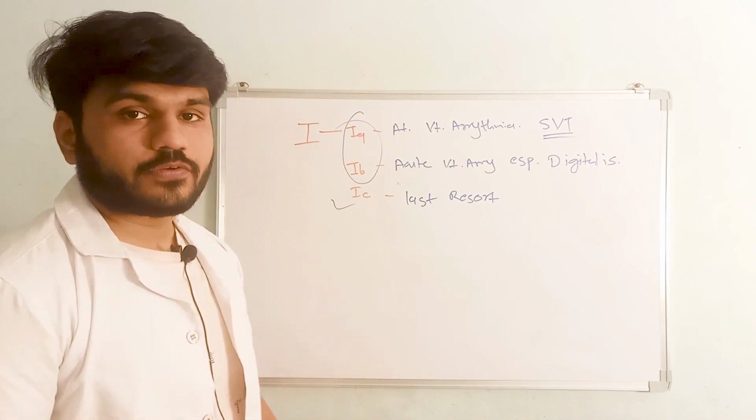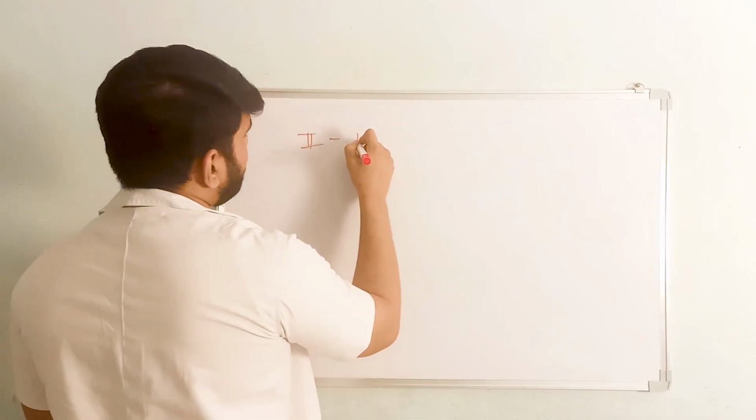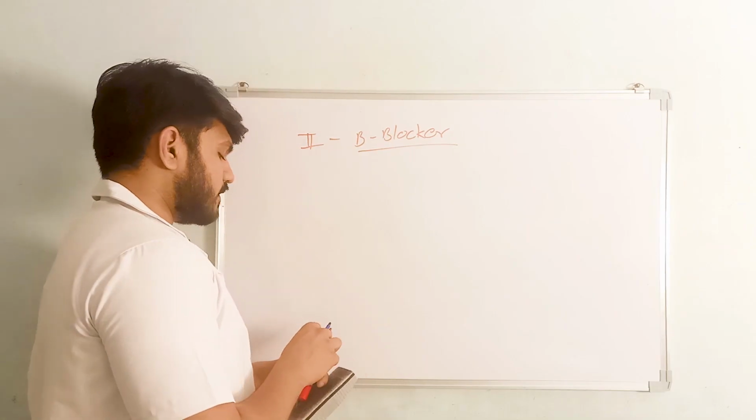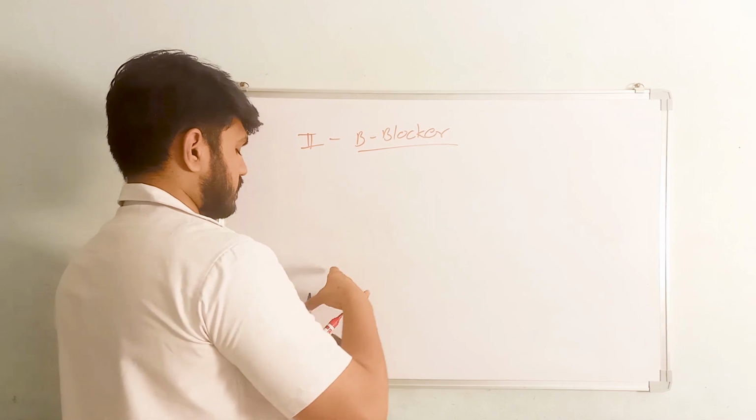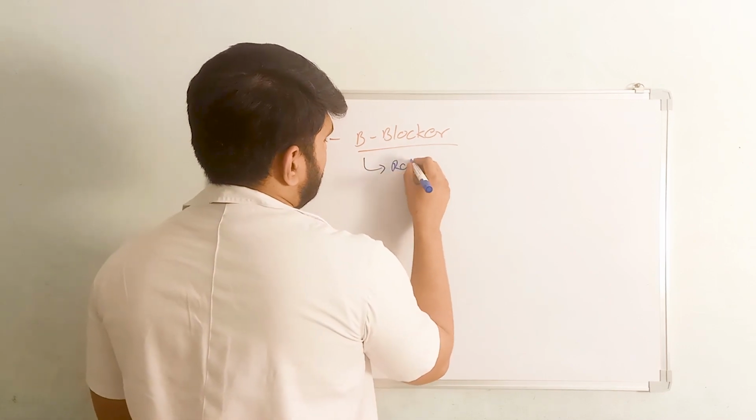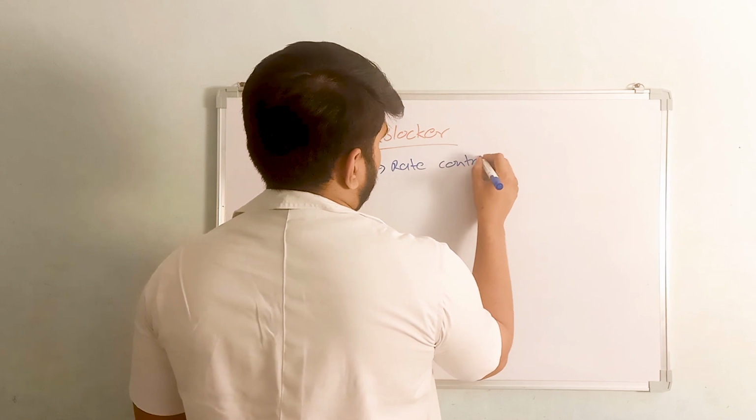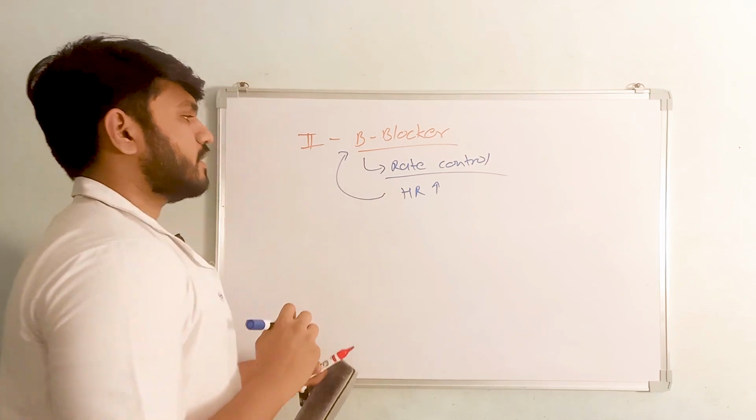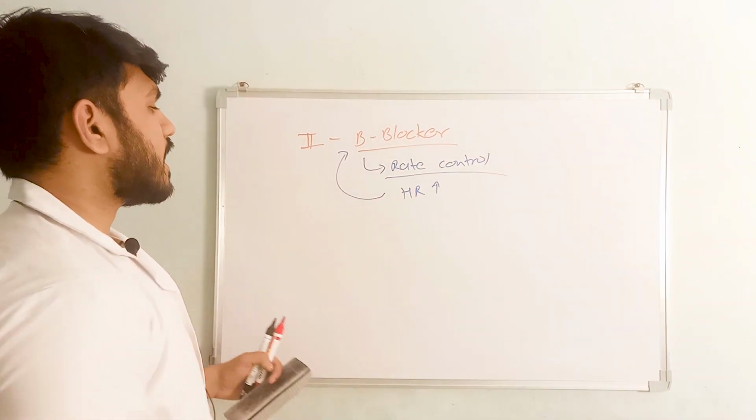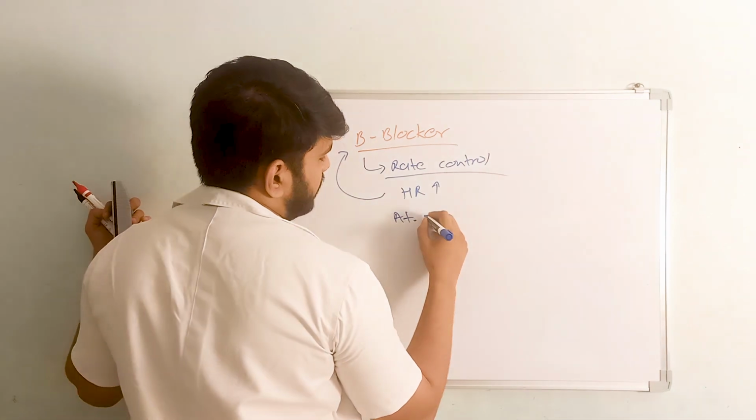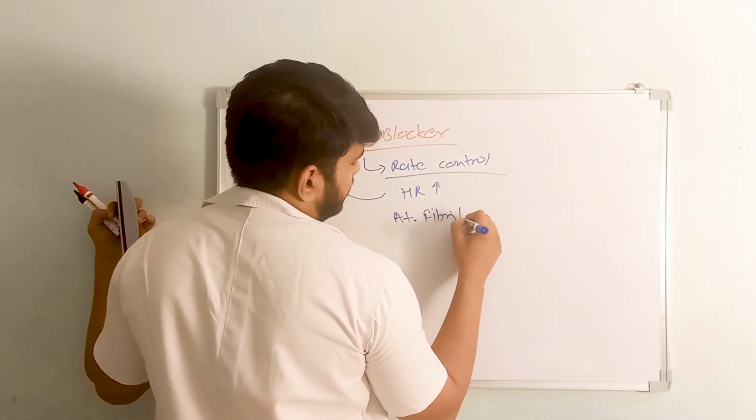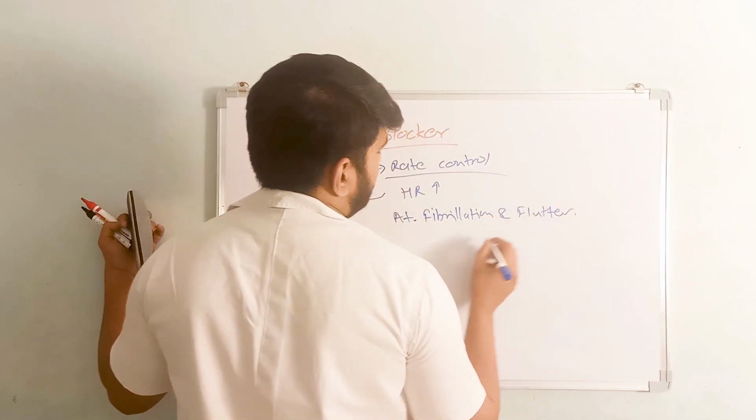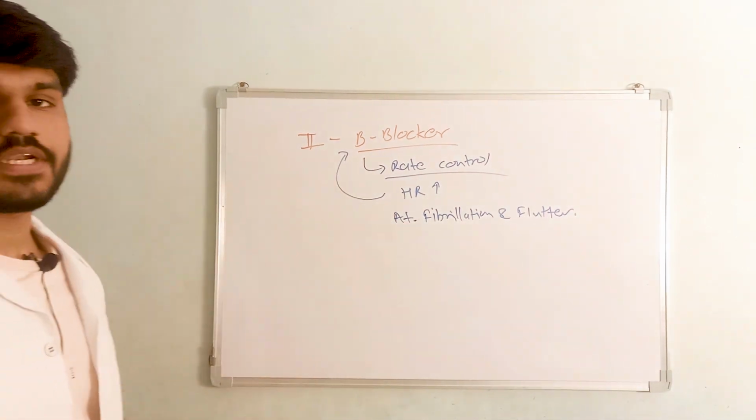Okay, now we are going to move forward with class 2. As all of you know, class 2 are our beta blockers, and beta blockers we will use for rate control. If our heart rate is too high, then we can use this drug. So we will use it as rate control, like in atrial fibrillation and flutter. In atrial fibrillation and flutter, we can use the beta blockers.